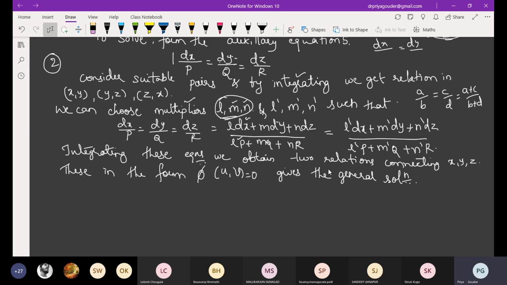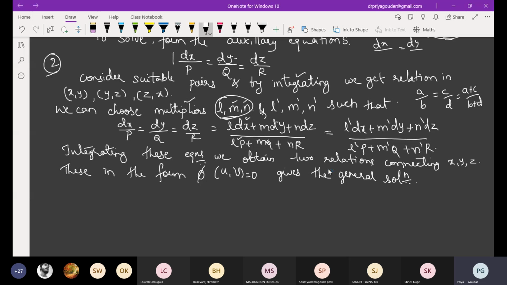Yes, ma'am. So I'm using those properties because these things are equal, no? So I can equate it to some more things, like using the multipliers. Why do we have to do it? If the variables are not easily separated and it is troubling you, you can make use of multipliers. So this is called Lagrange's linear equation.